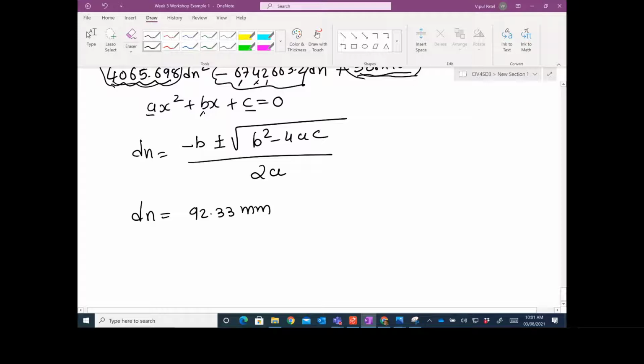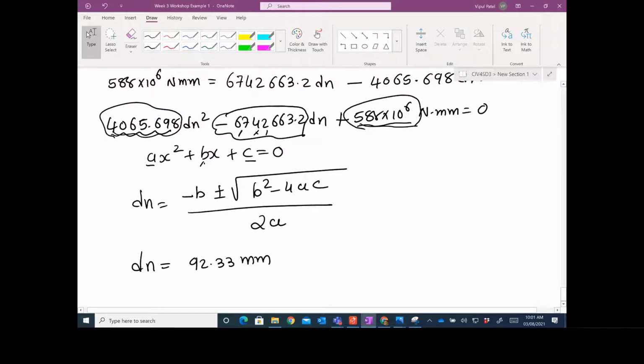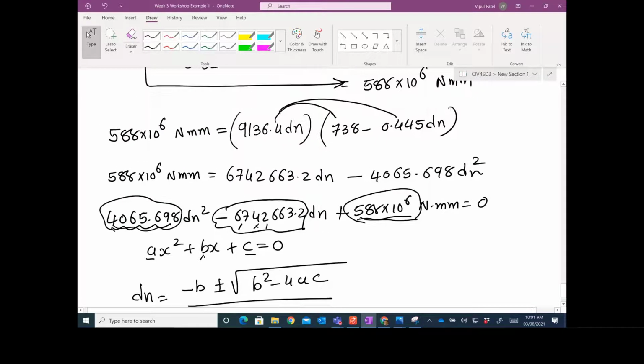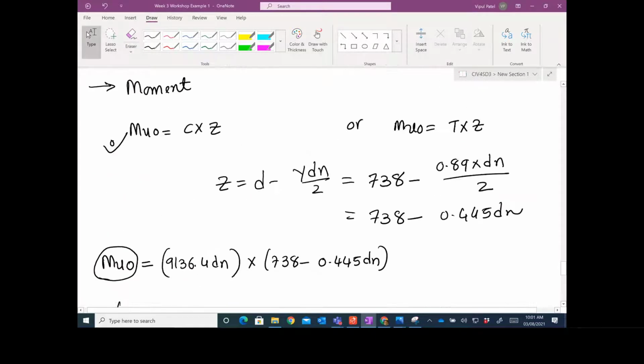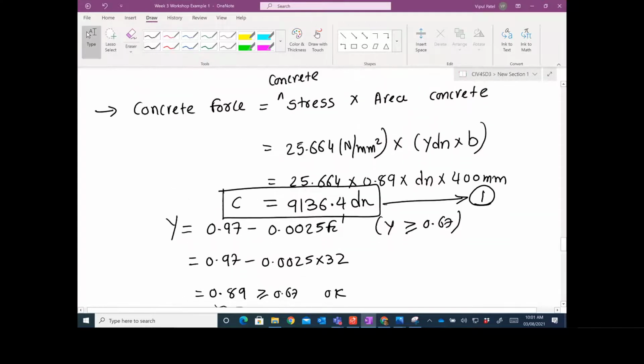Right. Once you find the dn, that is very good news, right? If I have time, I will go back and explain this minus b plus or minus the square root of b squared minus 4ac, but I think you have done this quadratic equation many times, in grade 8 and 9, so you can do it in your own time. Once you find the dn, it's a happy start for us, because that will solve a lot of problems. If you solve dn, then the concrete compression force will be solved.